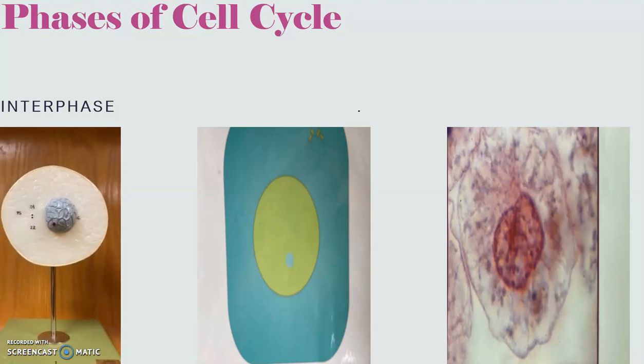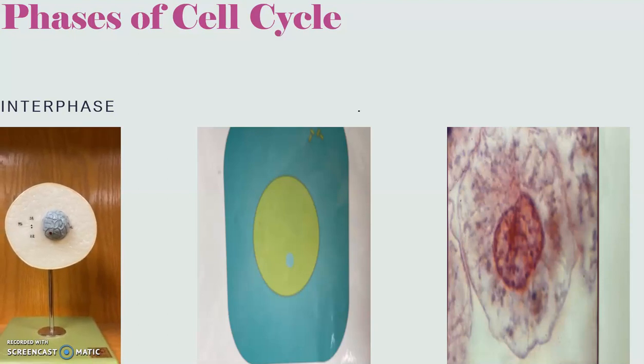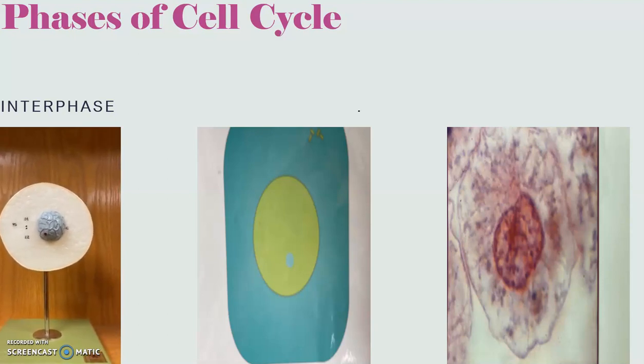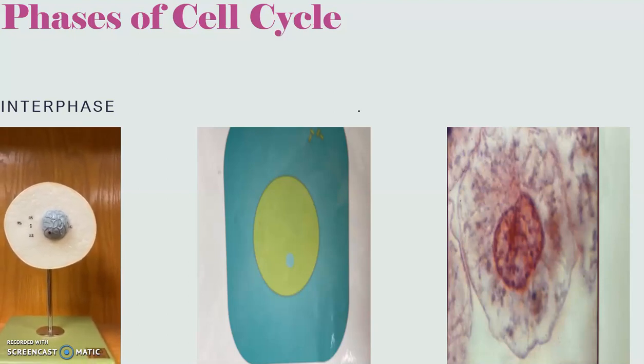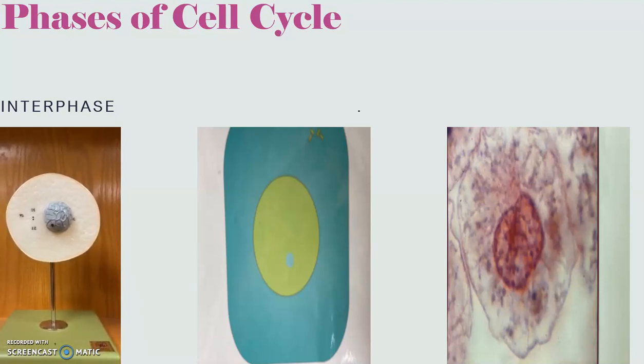Interphase is the longest stage of the cell cycle. The stages of the cell cycle are interphase, mitosis, and it ends with cytokinesis. Interphase is the longest of the stages. It is made up of the growth or G1 phase, the S or synthesis DNA replication phase, and then G2, the second growth gap phase.